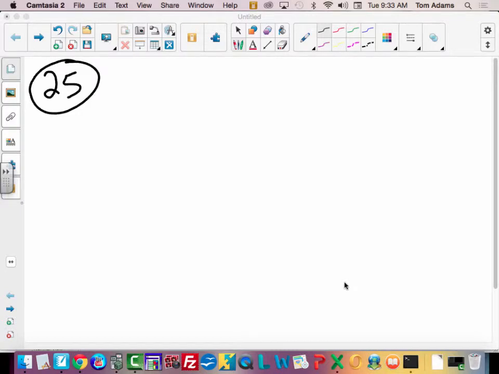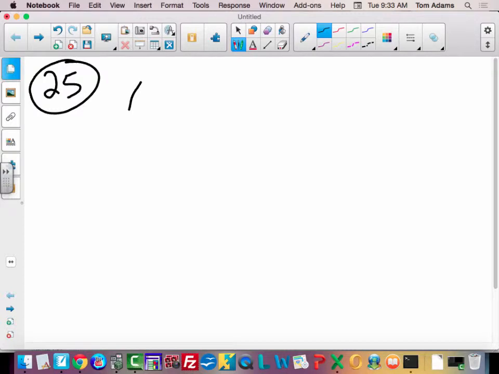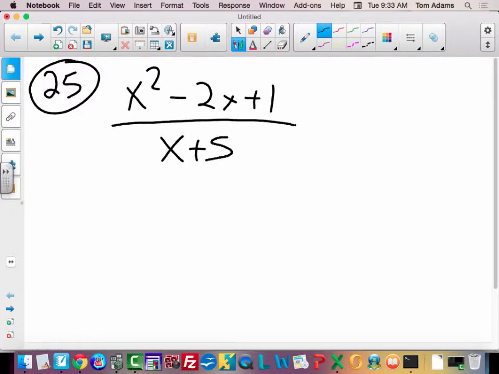Okay. All right. Problem number 25 is more of the same stuff. We're going to have x squared minus 2x plus 1 all over x plus 5 is equal to 0. Now this one's so simple you might think that it's hard.